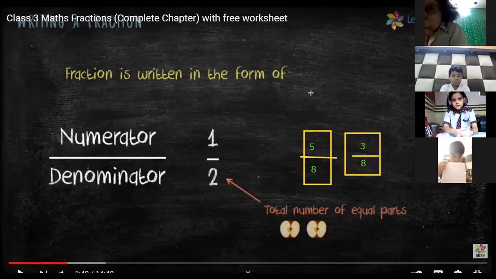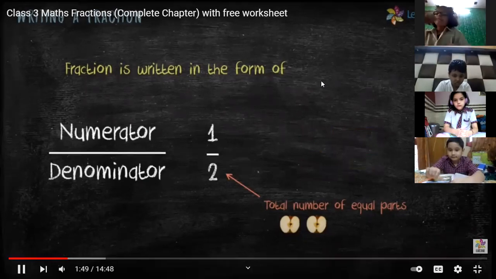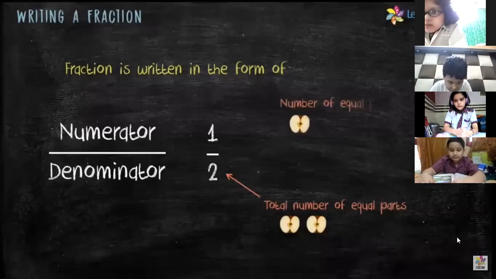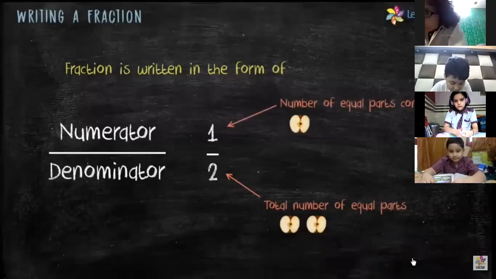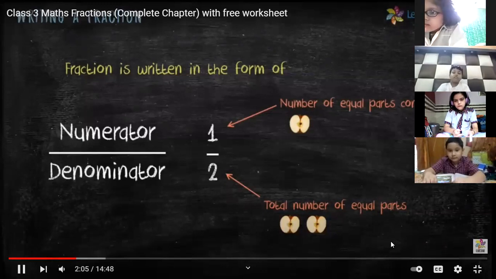Now ma'am, we are going to continue with our video. Ma'am is going to clear all the drawings. In the example of apple, total number of equal parts are 2. Now what is numerator? Numerator is number of equal parts considered. Like in example of apple, number of equal parts considered is 1.